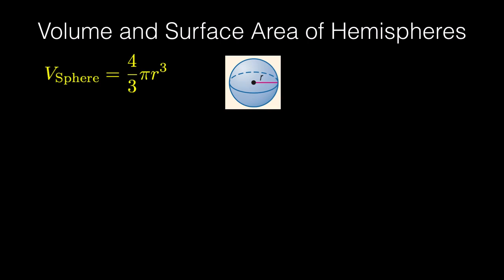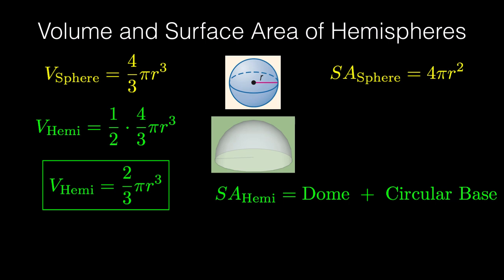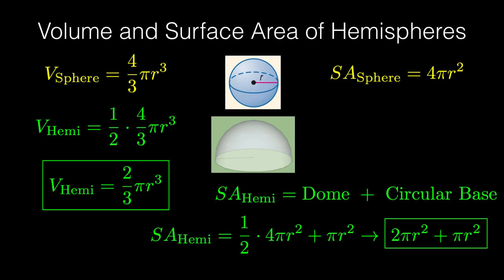And so when building the surface area for hemispheres, well, we already found the volume in the previous. So the surface area of a hemisphere is the dome, that circular dome, as well as the circular base. And so the dome is just going to be half of the sphere, and the circular base is the area of just one circle. So half of 4 pi r squared plus pi r squared, which gives us 2 pi r squared plus pi r squared, or even more simply, 3 pi r squared. So that will give you the surface area of a hemisphere.